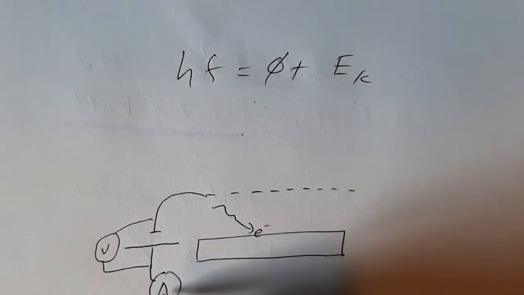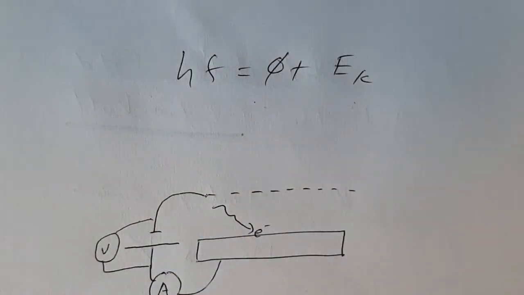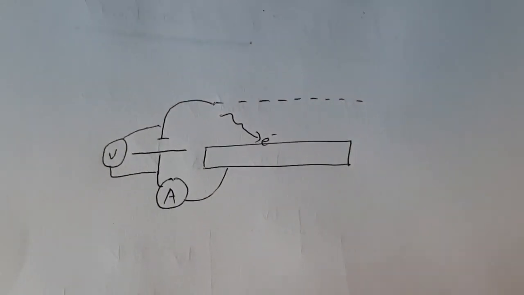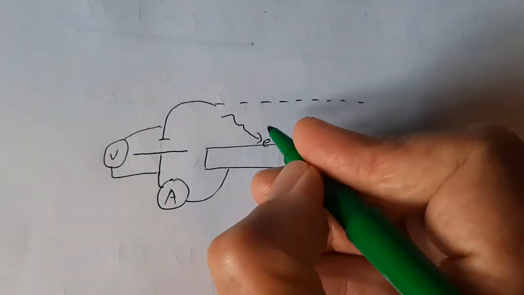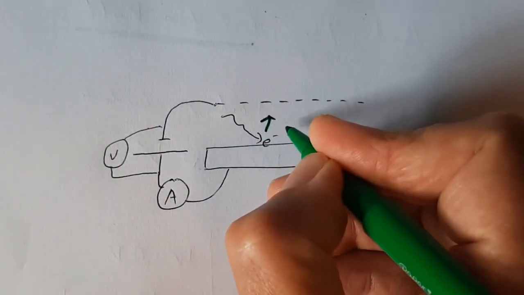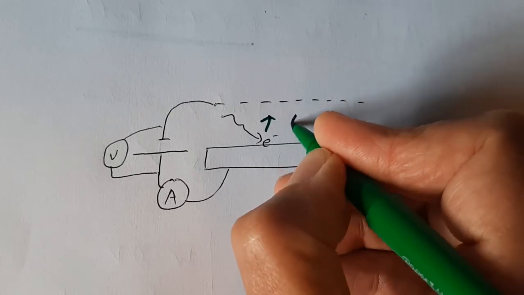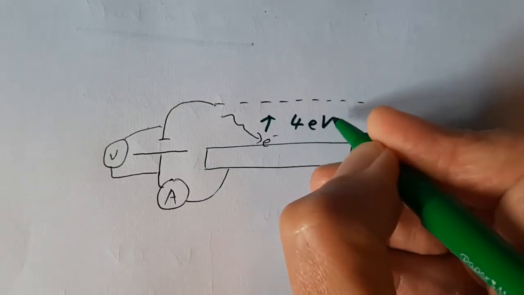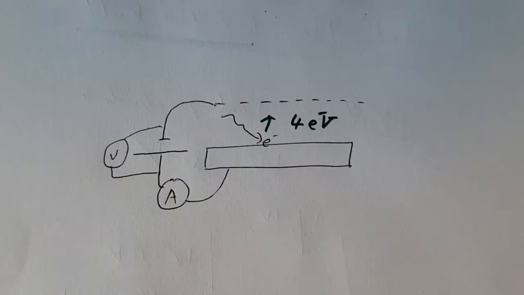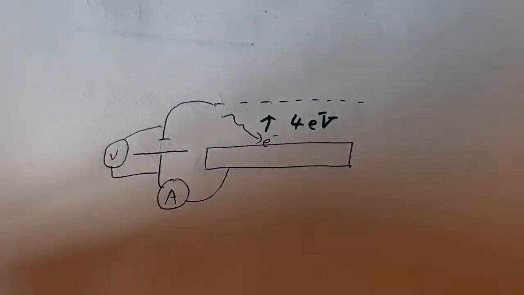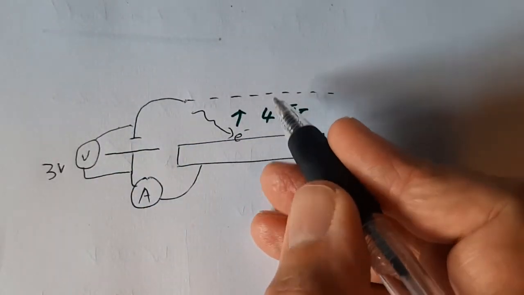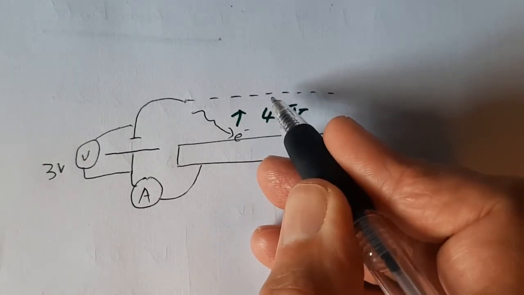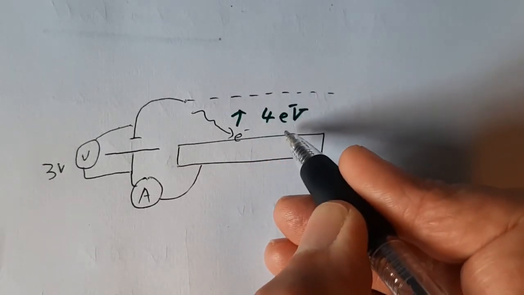We need a very sensitive ammeter because that will detect the electrons moving through the circuit. So we're going to imagine, just to put some numbers on it, that this has an energy of 4 electron volts. It's moving off with an energy of 4 electron volts. So if we set this to 3 volts, will the electron be able to make that jump from there to there? Yes, it will be able to, because it's going to lose energy.